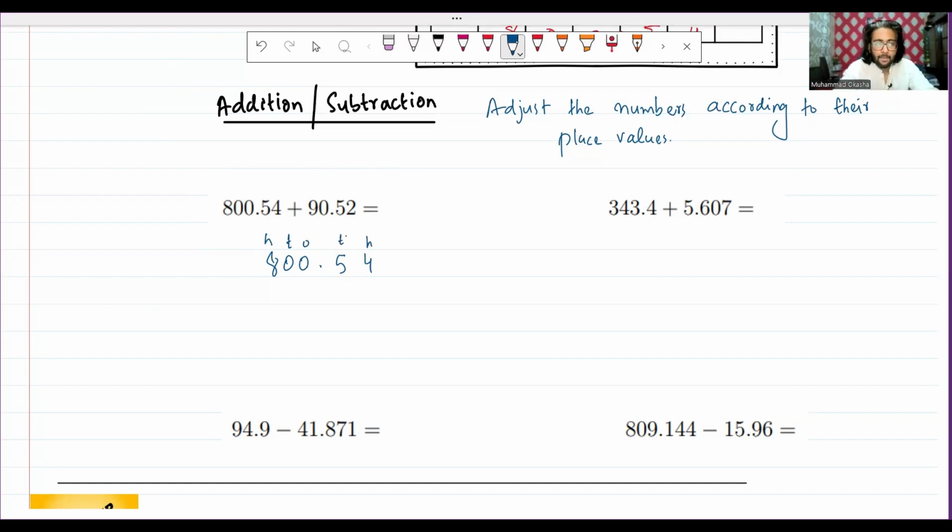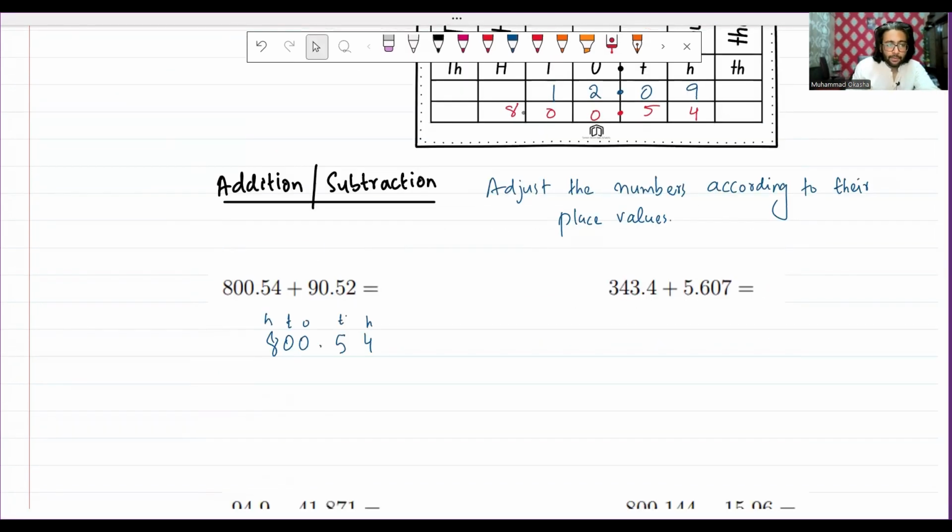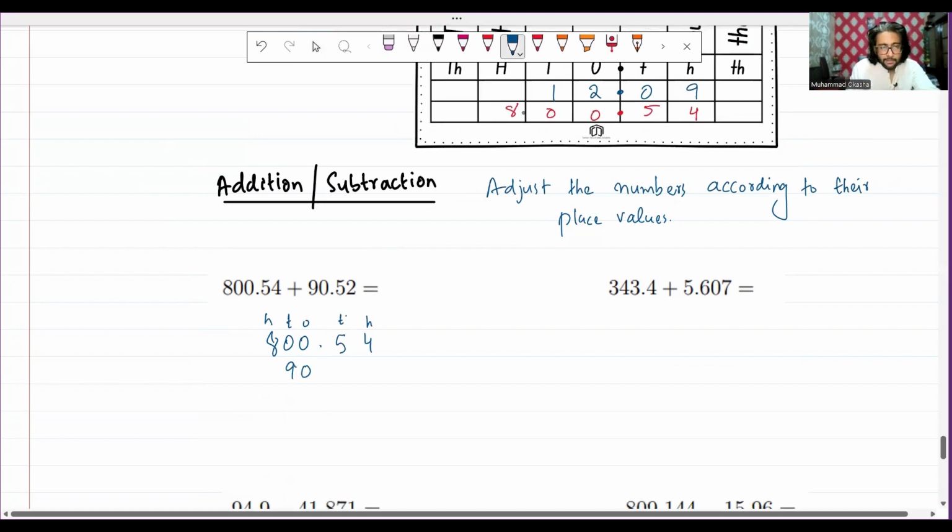Okay. Yes, tenths and hundredths. So 90.52, I would write 90.52 accordingly. So 90 is the ones, and 5 is tenths and 2 is hundredths. Okay. Once you have written everything on top of each other, it's called stacking.